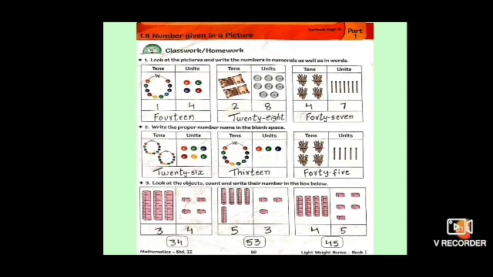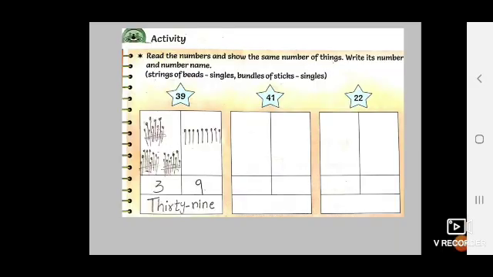So children, this you have to solve in your Maths Reliable Workbook Part 1, page number 20. Read the questions properly and solve. Page number 21, activity. Read the numbers and show the same number of things. Write its number and number name. Strings of beads, singles. Bundle of sticks, singles.